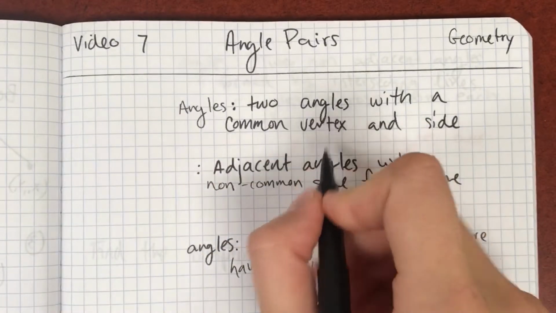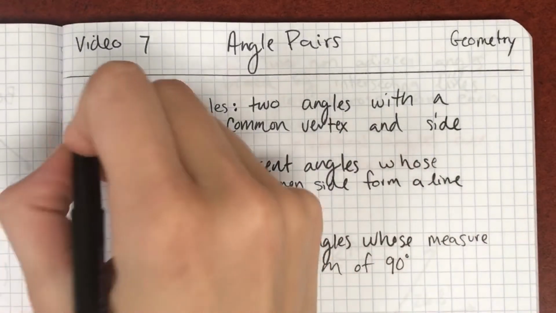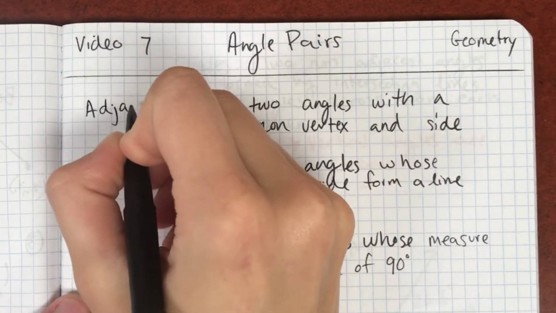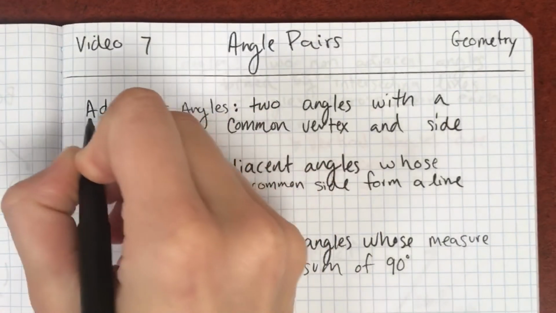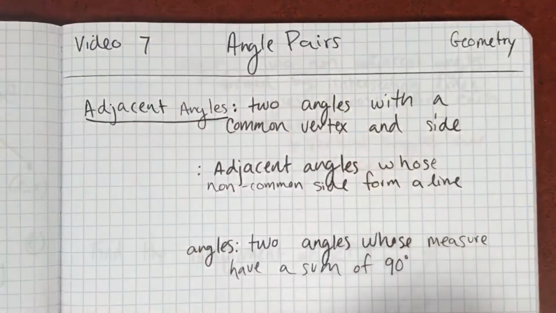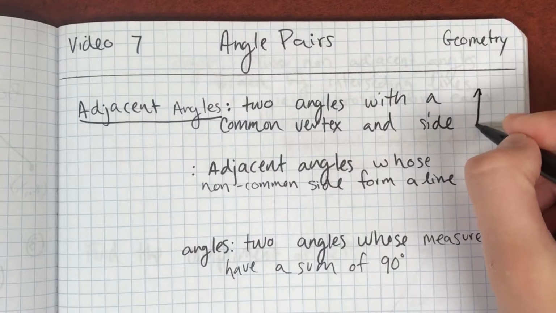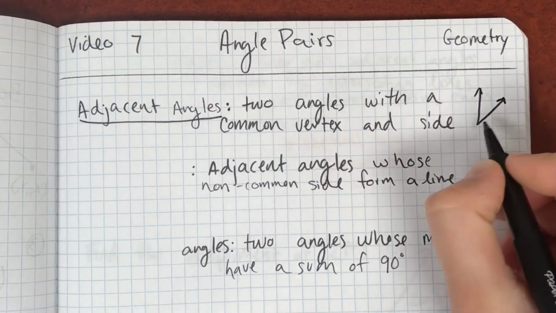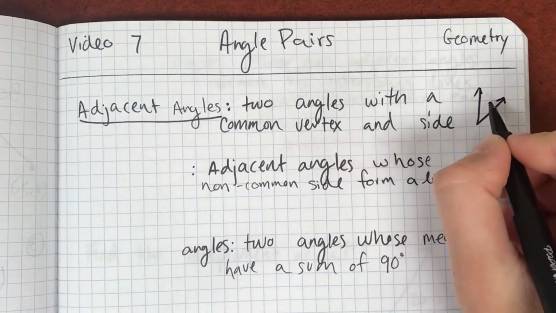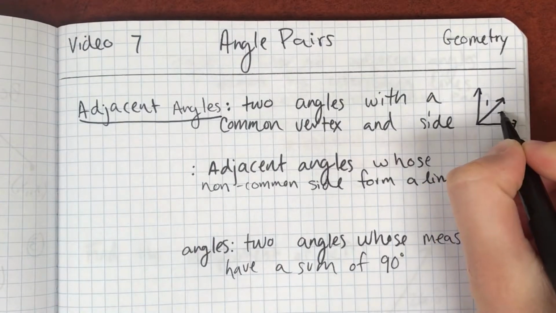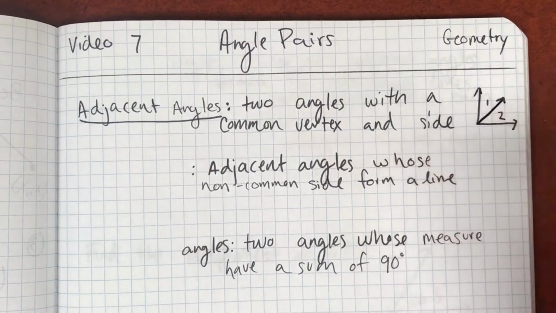So two angles with a common vertex and a side are adjacent angles. Those are two angles that share a side. So if we have this angle, and we can call this angle 1, and angle 2 shares the same vertex and a common side.